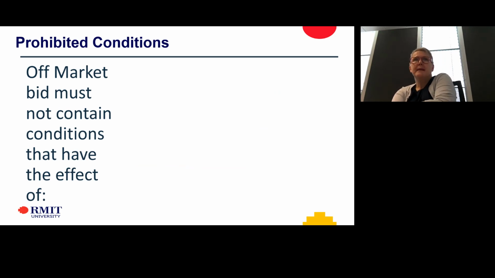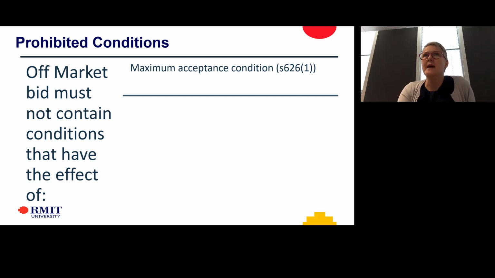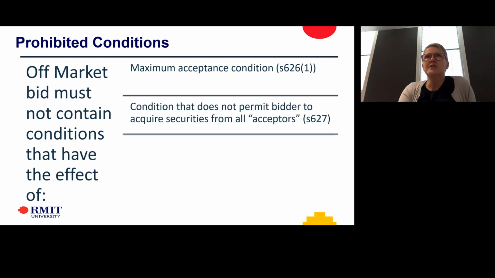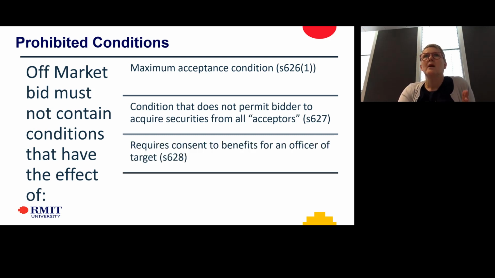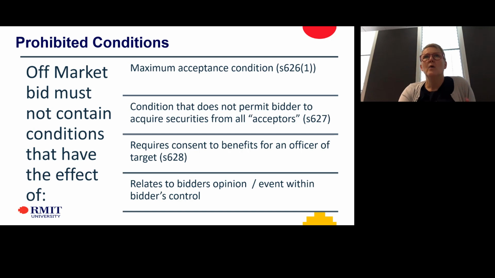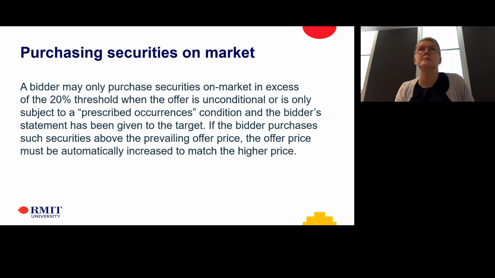So an off-market bid must not contain conditions that have the effect of impacting the maximum acceptance condition, a condition that doesn't permit bidders to acquire securities from all acceptors, requires consent, or relates to the bidder's opinion or an event that the bidder can control. I think that slide just says exactly the same thing, but gives you some section numbers, not even all of them.